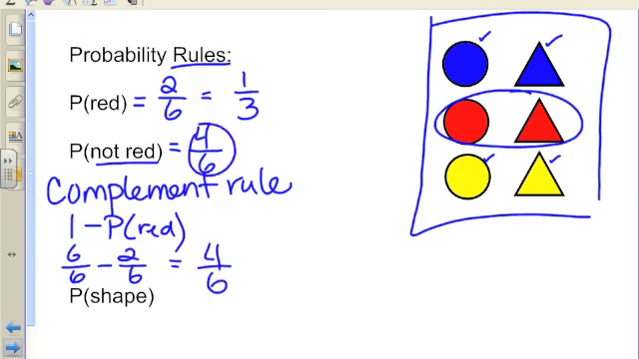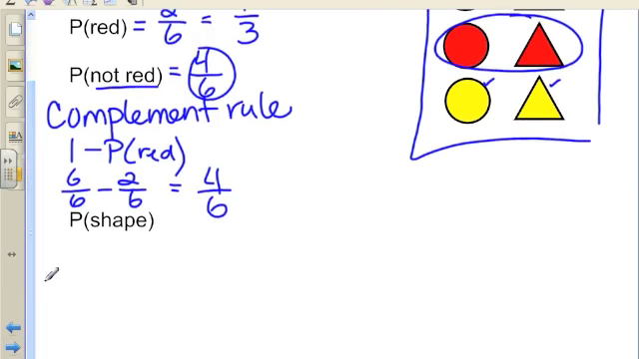So complement rule, that's going to be helpful to us. All right, 2 other facts that I want to point out. The probability we select a shape, well, 6 out of 6, that's 1. That's as high as the probability can go.